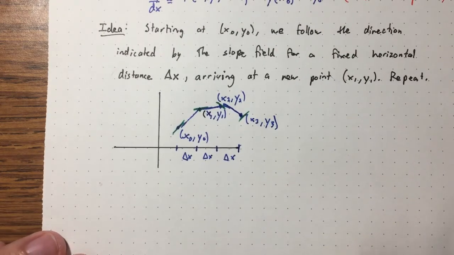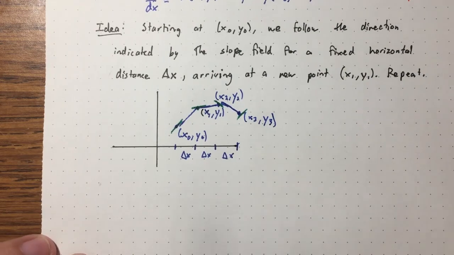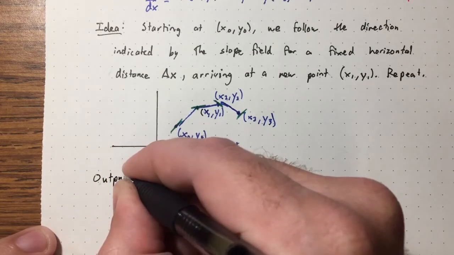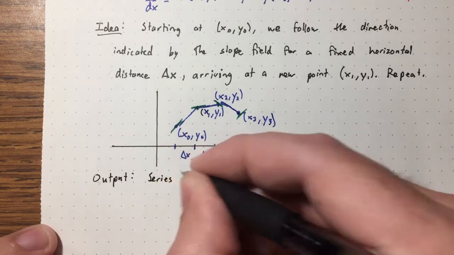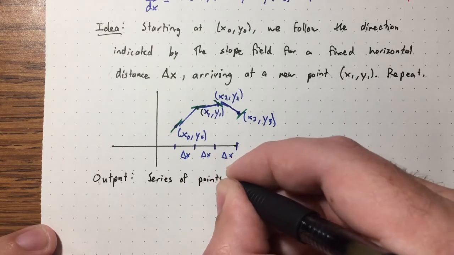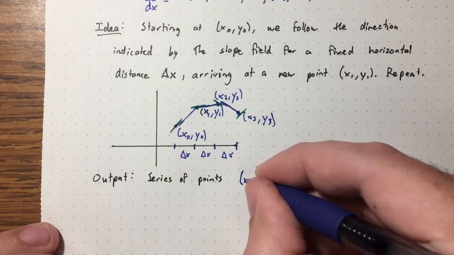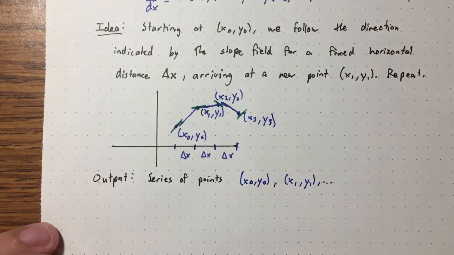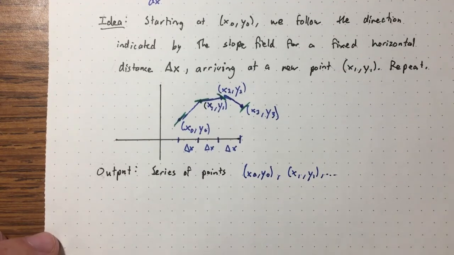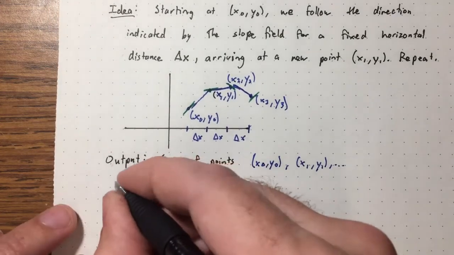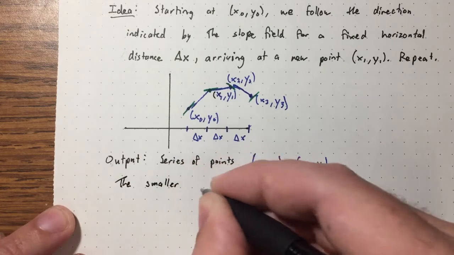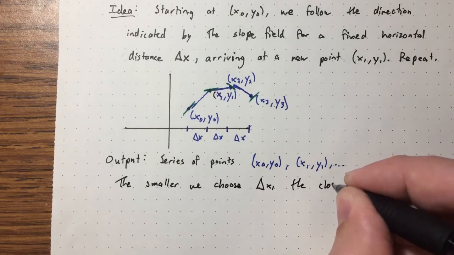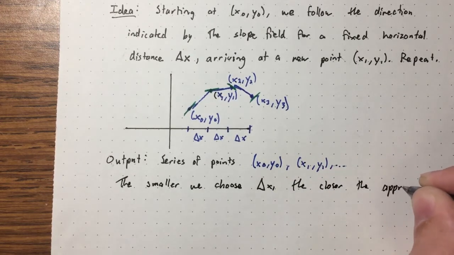Okay. So yeah, this is an algorithm for finding a solution to a differential equation, an approximate solution at least. And what's the output of this algorithm? It's a series of points. If you'd like, also the line segments connecting them, but yeah, we get x0, y0. So these are points on the approximate solution, x1, y1, etc. And another really important observation is the smaller we choose this step size, delta x, the closer the approximate solution is to the actual one.